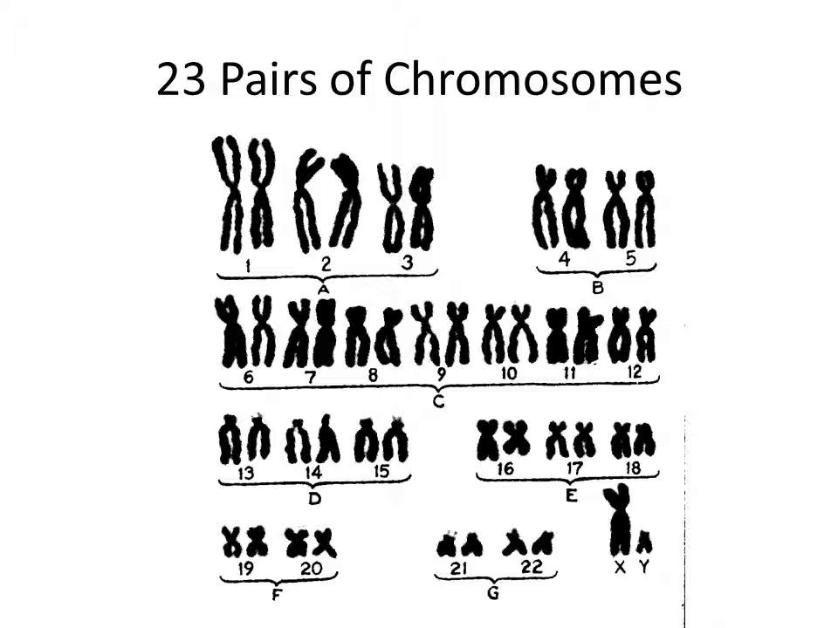So these 23 pairs of chromosomes contain all the information for that cell, and half of these chromosomes will be transmitted to the next generation, meaning half from the mother and half from the father.